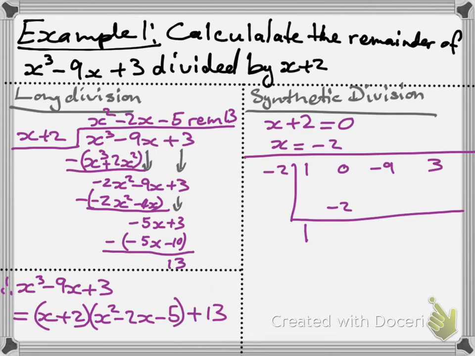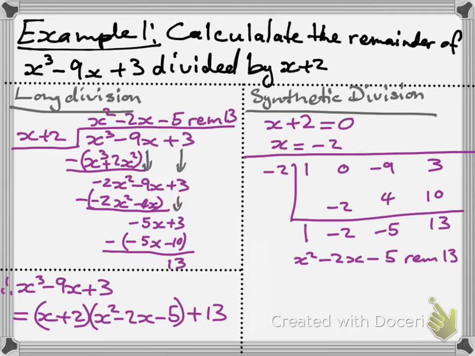And then we bring down 1, we multiply -2 multiplied by 1 gives you -2. 0 minus 2, it's going to give us -2. -2 multiplied by -2, it's going to give us +4. -9 plus 4 is going to be -5. And then -5 times -2 is going to be 10. 3 plus 10 is going to be 13, which means that the last number there, 13, is our remainder. So we're going to say this is x squared minus 2x minus 5, remainder 13.